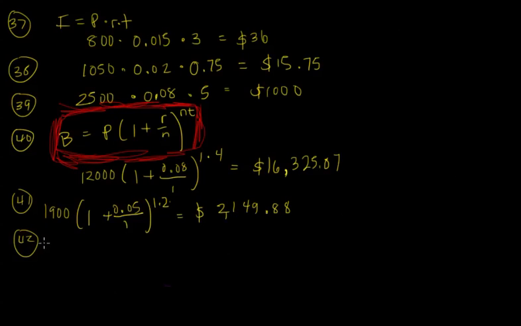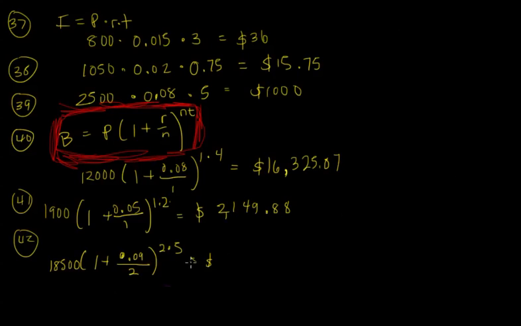$18,500, 9% compounded semi-annually for 5 years. So we got a little bit of a change here. We're talking semi-annually now. So the principal is $18,500. 1 plus 9%, 0.09. Wow, that is sloppy. Okay. Compounded semi-annually, so twice per year. So the Ns are 2s. And this is done for 5 years.